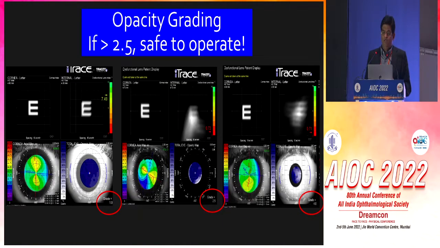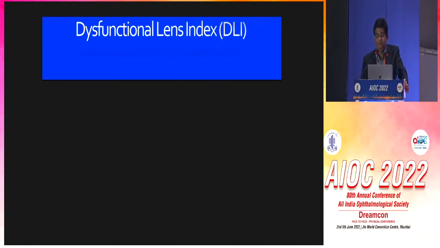So, this is not from this patient, but it shows us there is something known as an opacity grading. This opacity grading is generated in the iTrace. Now, these grades may be 1 or 0, 2.5, 4, whatever it is. They say that if the value is more than 2.5, we can be reasonably certain that if we take out the cataract, this patient is going to be happy and he's going to see well after surgery. It's a very big thing when we are planning surgery in these patients.